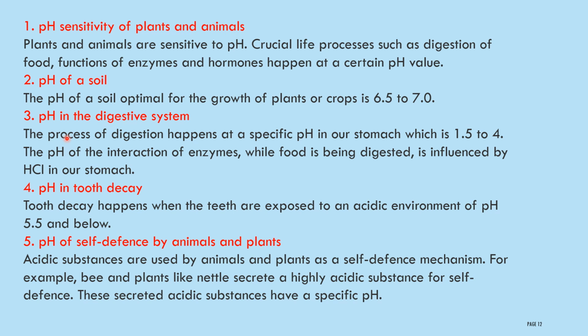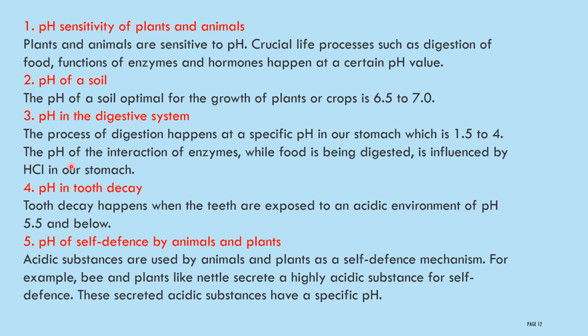Then how does pH help in digestion of food in human beings? pH in the digestive system. The process of digestion happens at a specific pH in our stomach. The pH should be 1.5 to 4. That is the range of pH in our stomach, 1.5 to 4. At this particular pH, the digestion of food takes place.